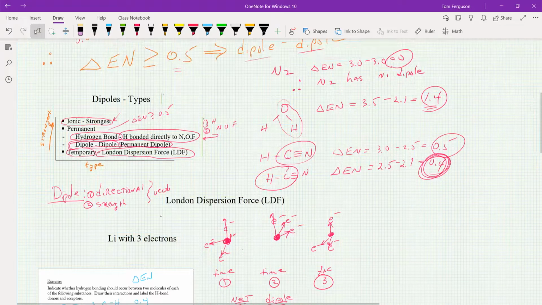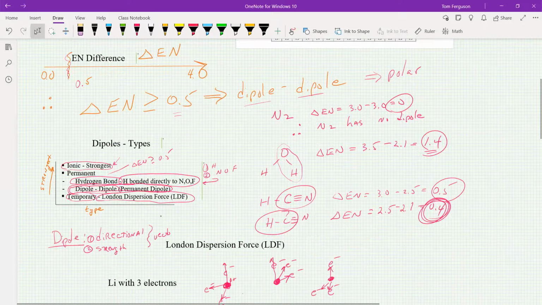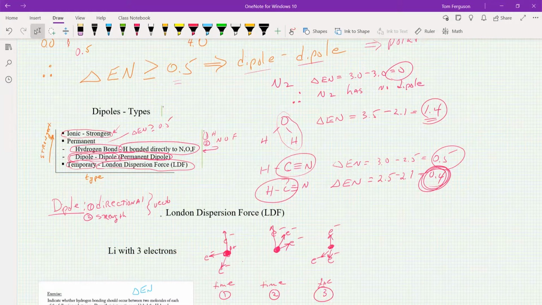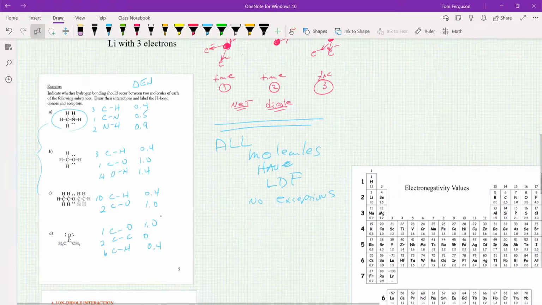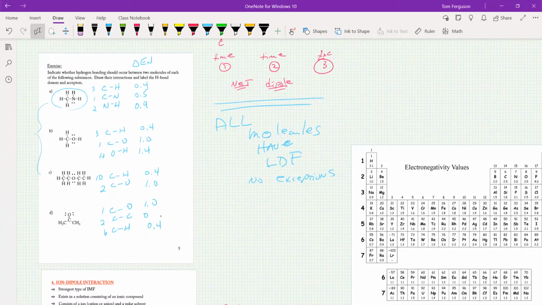Now, looking at our table over here, the hydrogen bonds are stronger than the dipole-dipole. So if we were to analyze these bonds, first of all, they all have LDF, right out of the chute. 0.9 is high. 1.0, 1.4 is high. All the ones that are above 0.5, I'm highlighting.